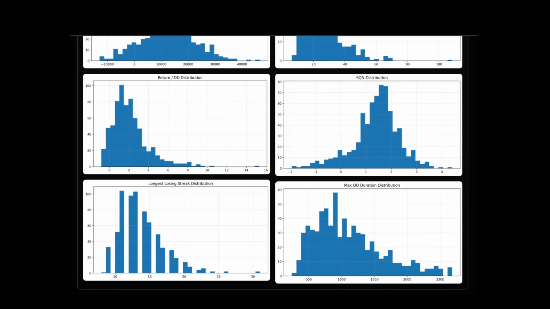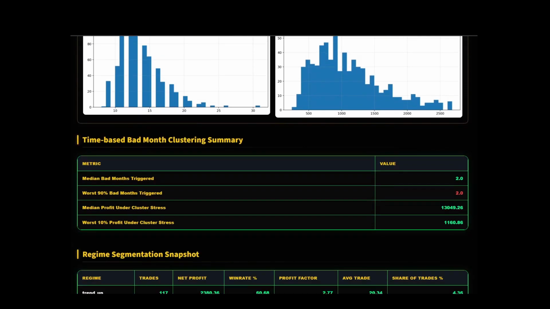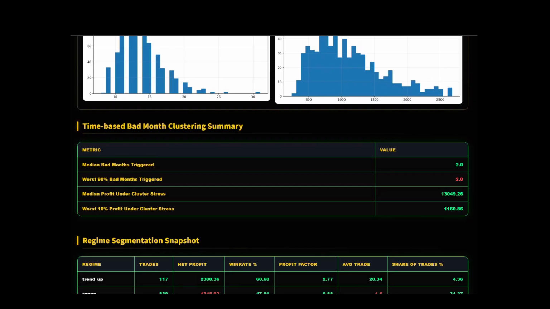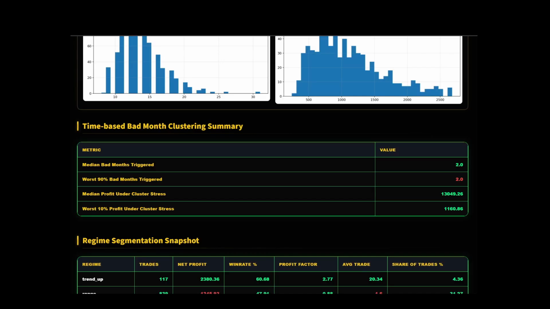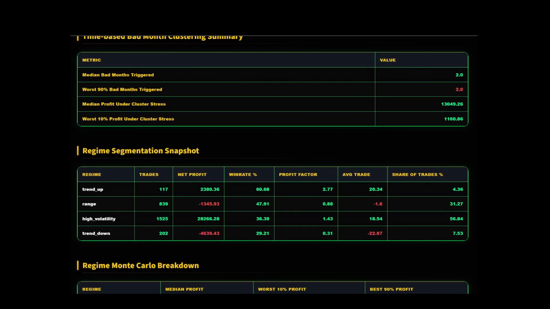Then we move into the time-based bad month clustering summary. This shows how the bad month clustering layer affected the portfolio. It tells us how many bad months were triggered and what profit looked like under cluster stress. After that, we reach the regime segmentation snapshot. This breaks the statement into different market regimes, such as trend up, range, high volatility, and trend down. The tool shows how many trades happened in each regime, the net profit, win rate, profit factor, average trade, and share of trades.